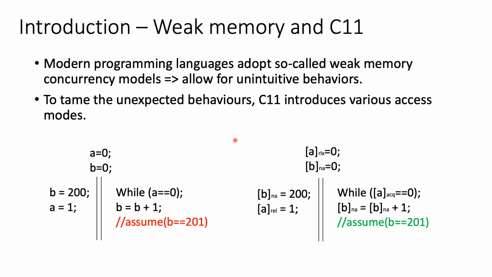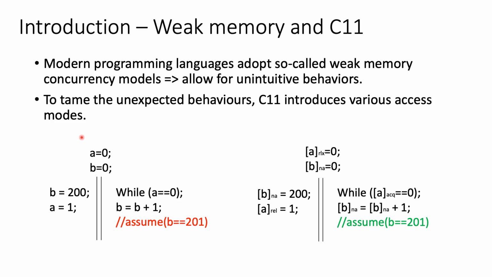Modern programming languages adopt the so-called weak memory concurrency models, which allow concurrent programs to execute efficiently on modern hardware. However, this model also allows for unintuitive behaviors. To tame these unexpected behaviors, C11 introduces various access modes to be used when accessing shared data from multiple threads.